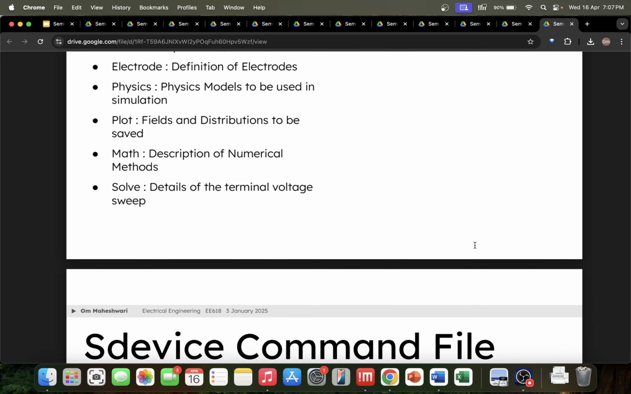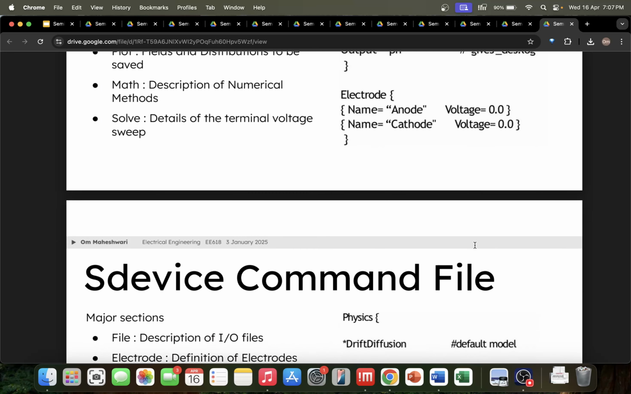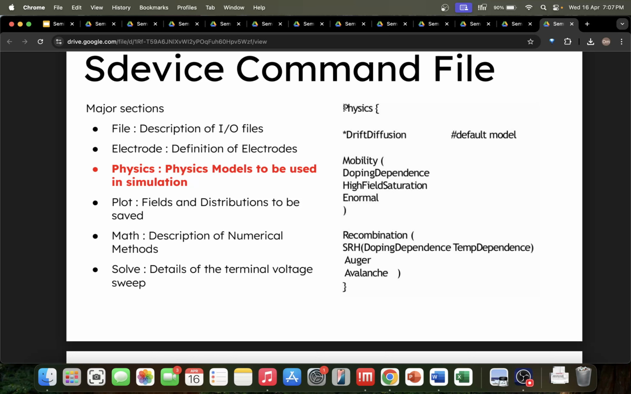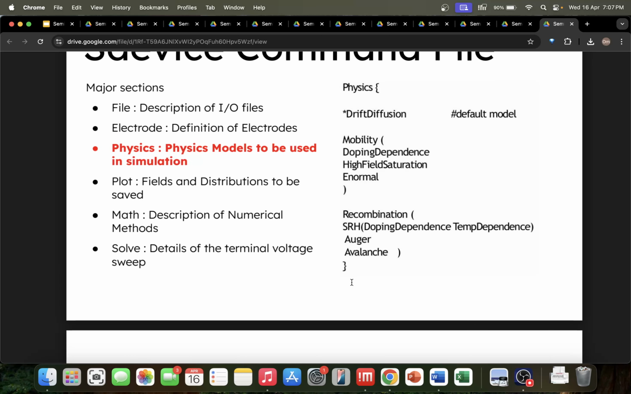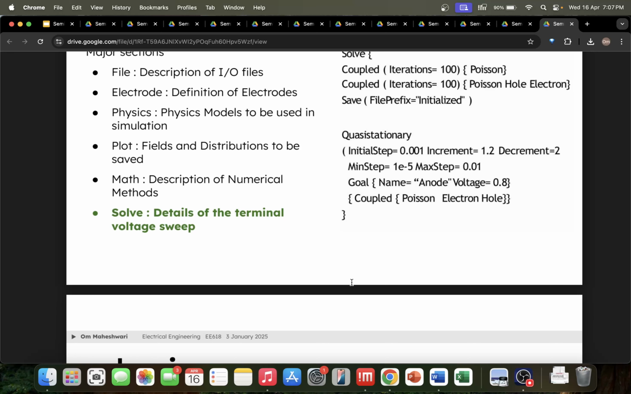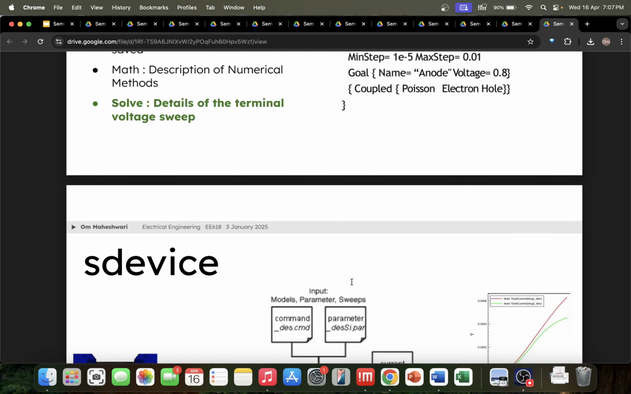And we saw a basic overview of the command file. We have different sections: file section, electrode section, and physics models, where different physics models are to be defined. The important thing is that only the relevant physics models should be defined, as different physics models can conflict with each other. Details of the terminal voltage sweep are defined in the solve section.